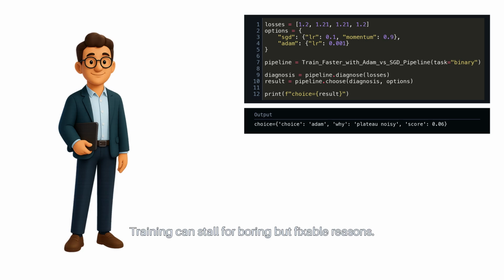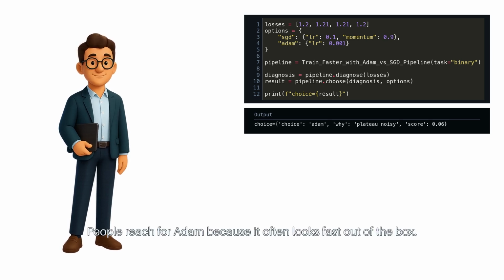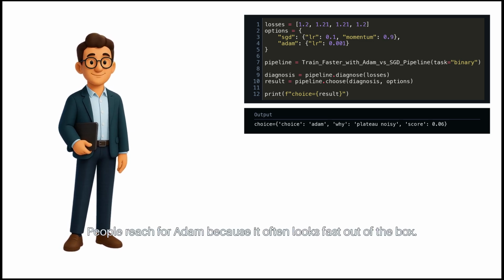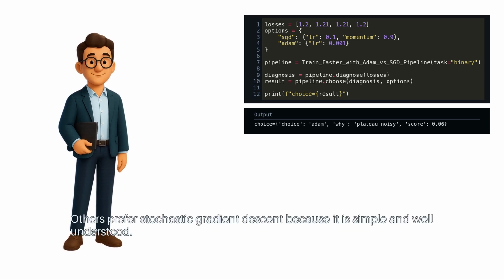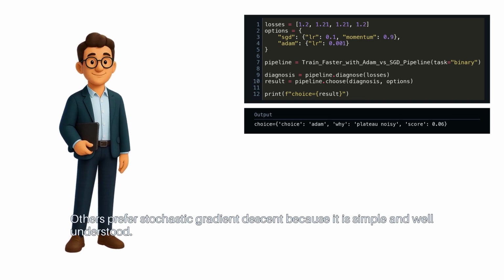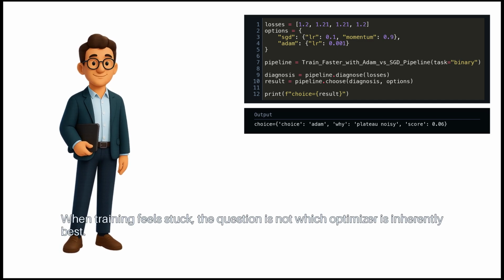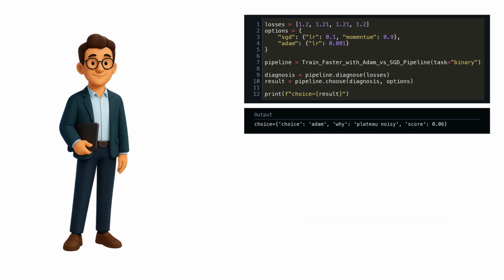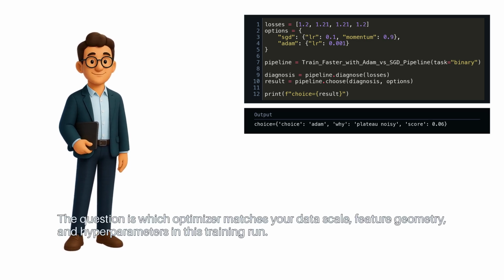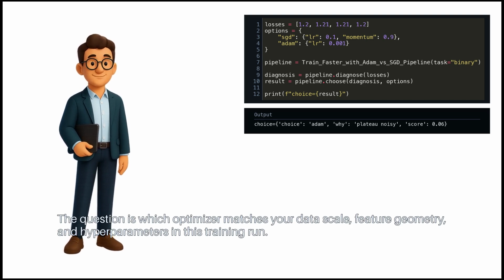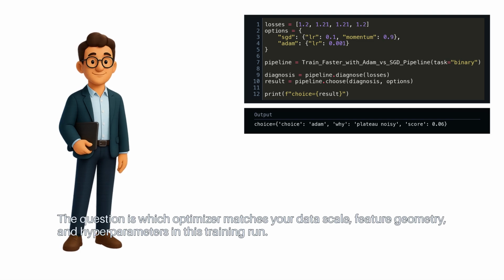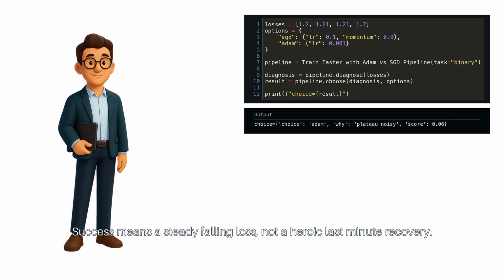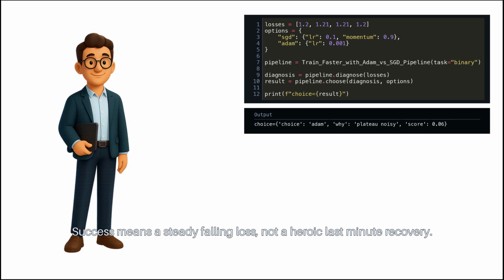Training can stall for boring but fixable reasons. People reach for Adam because it often looks fast out of the box. Others prefer stochastic gradient descent because it is simple and well understood. When training feels stuck, the question is not which optimizer is inherently best. The question is, which optimizer matches your data scale, feature geometry, and hyperparameters in this training run. Success means a steady falling loss, not a heroic last-minute recovery.